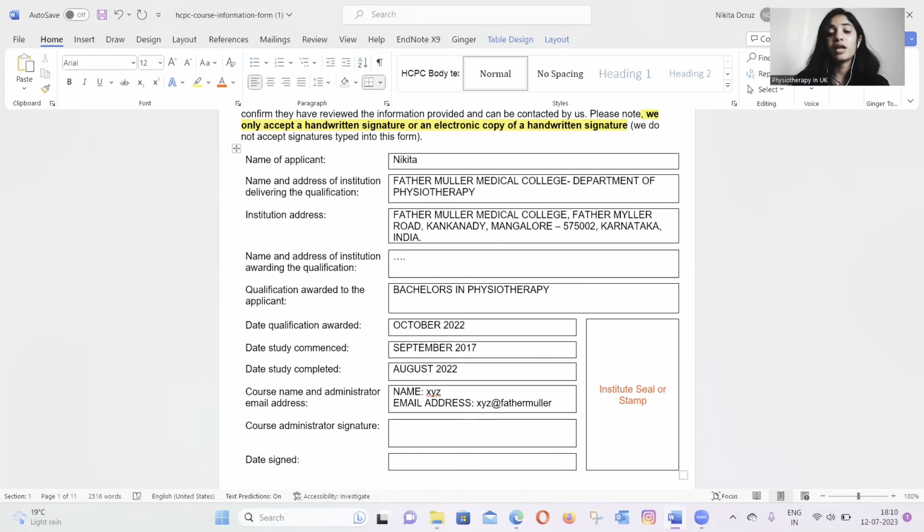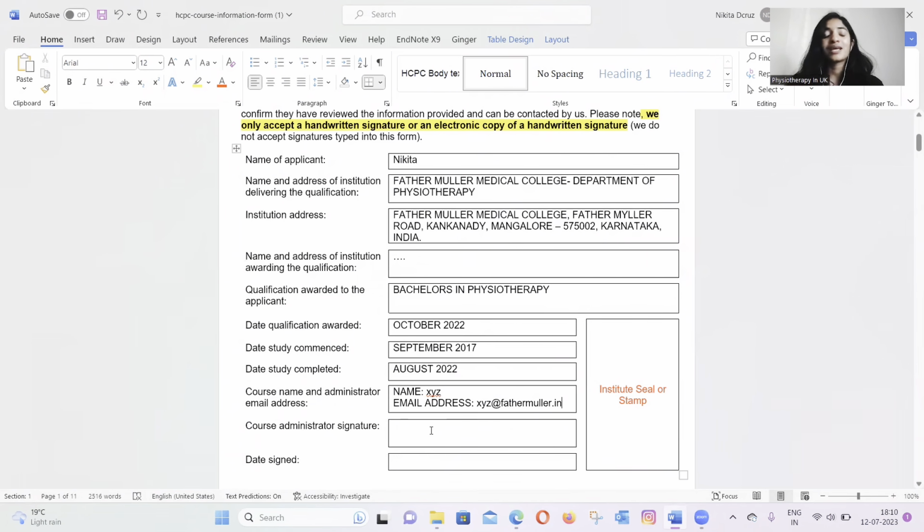So I recommend never using your Yahoo or Gmail IDs as a part of the HCPC form, but always use your organizational or institutional email IDs whenever you're submitting this. The other thing that you need to do is always provide the signature. Now, like I said, this is again a handwritten signature or an electronic copy of the handwritten signature. And also what they need you to do is provide the date when this was potentially signed.